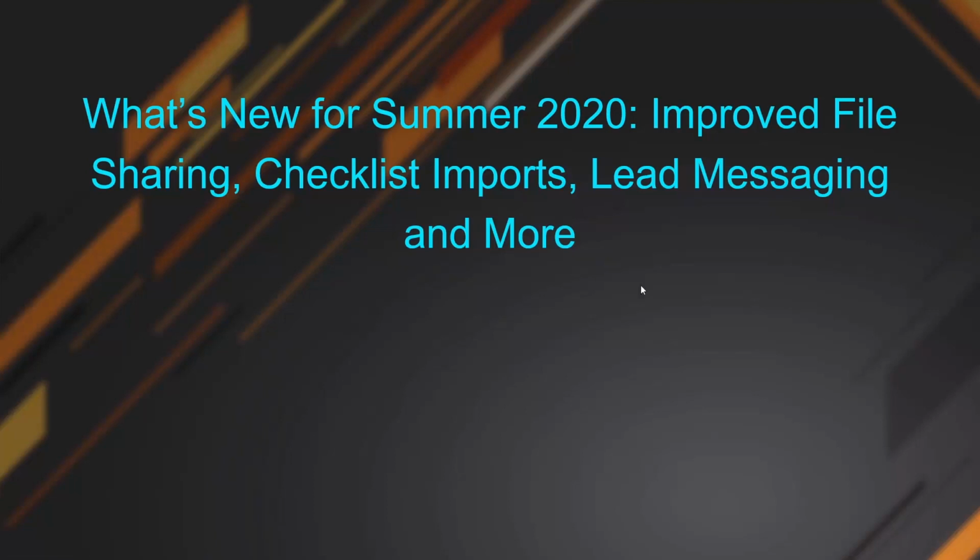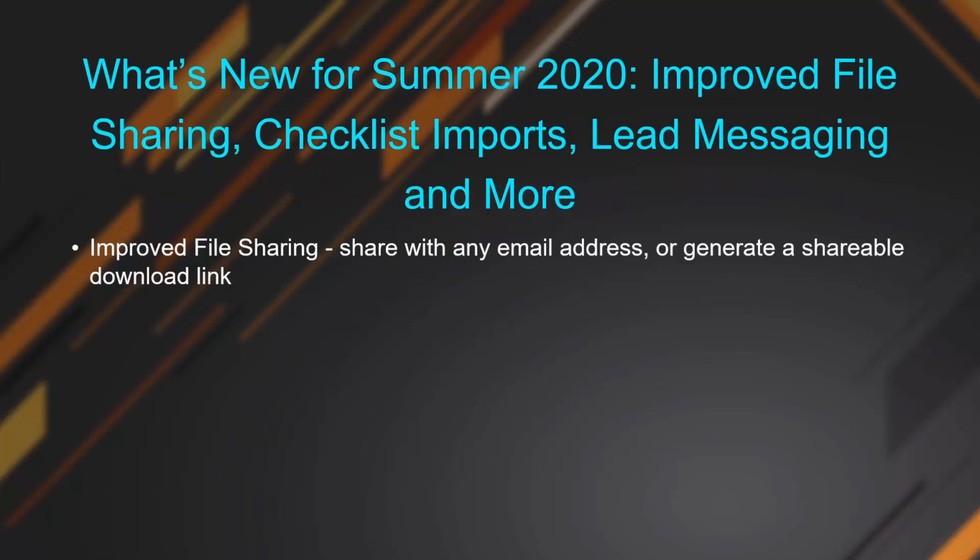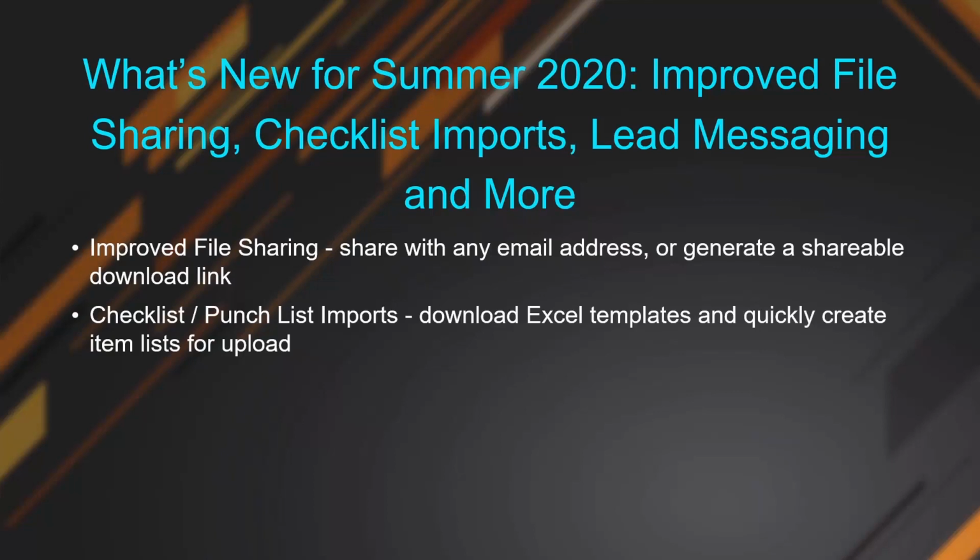So we'll be looking at things like improved file sharing, checklist imports, lead messages, and more. There's so much to cover today. We really can't wait to jump in. Now, when you look at improved file sharing, we've added the ability for you to share your files with any email address or generate a shareable link. So you'll have a cool share link that you can generate and just send out to people, allowing them to go ahead and download the file.